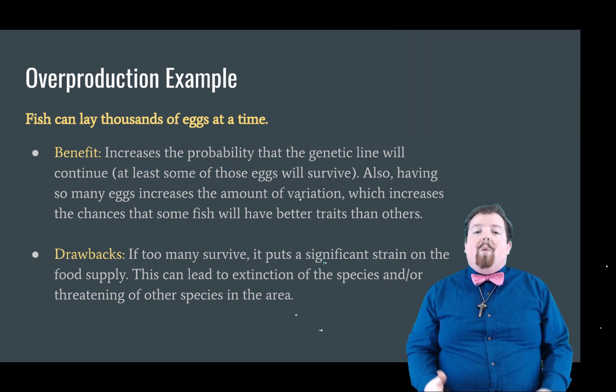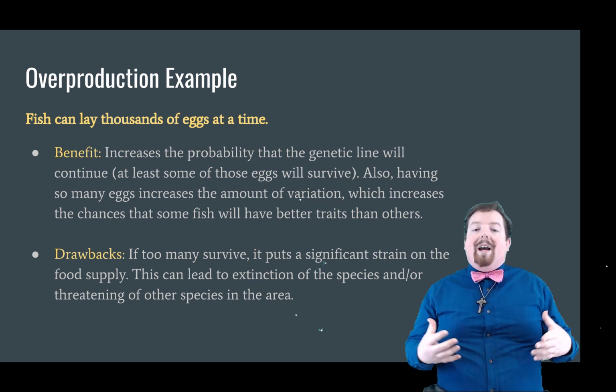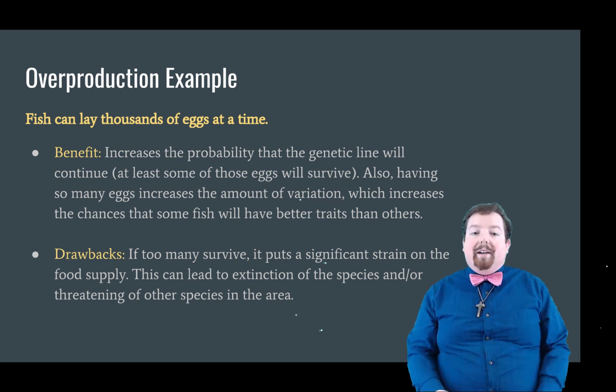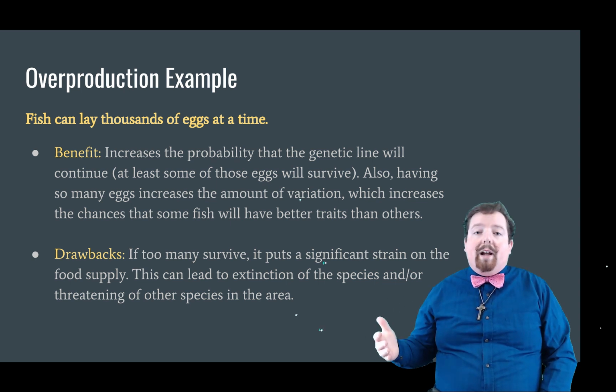However, one downside to overproduction is that sometimes you might end up with all of those fish surviving, and then you have way too many in your population of fish, and you don't have enough food for everyone to live. This could affect not only their own species, because there's too many of those fish to survive, but it could affect other aquatic life in the area, because they're taking a lot of the food, and a lot of aquatic life eats the same food.